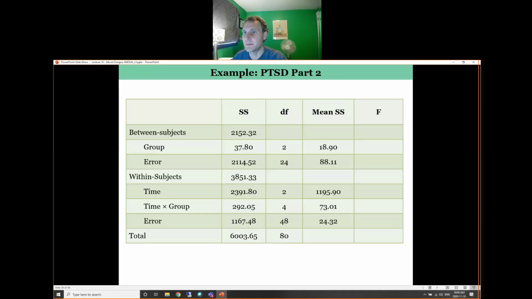The next part is the same that we've always done. Mean sums of squares is just our sums of squares divided by the degrees of freedom. So we just divide across these columns. And our F here for the between subjects, we divide our group mean squared by our between subjects error. So 18.9 divided by 88.11. Likewise, at the within subjects level, we're going to divide by our within subjects error term. So 1,195.9 divided by 24.32. 73.01 divided by 24.32.